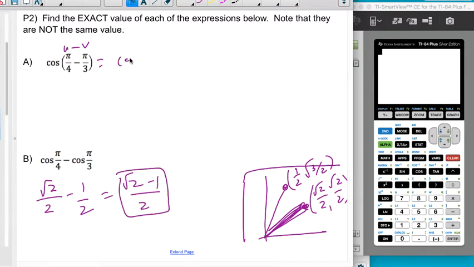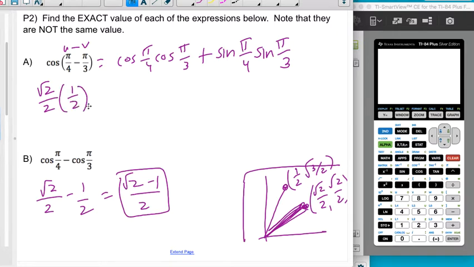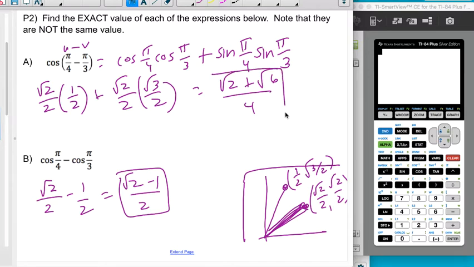For this one, I'm going to have to do cos, cos, sine, sine. Sorry, it's kind of laggy, and then change the sign. So I'm going to get root 2 over 2 times a 1/2 plus a root 2 over 2 times a root 3 over 2. And I get that combination of some root 2s and some root 6s over a 4. And that's going to happen a lot when you do these questions.